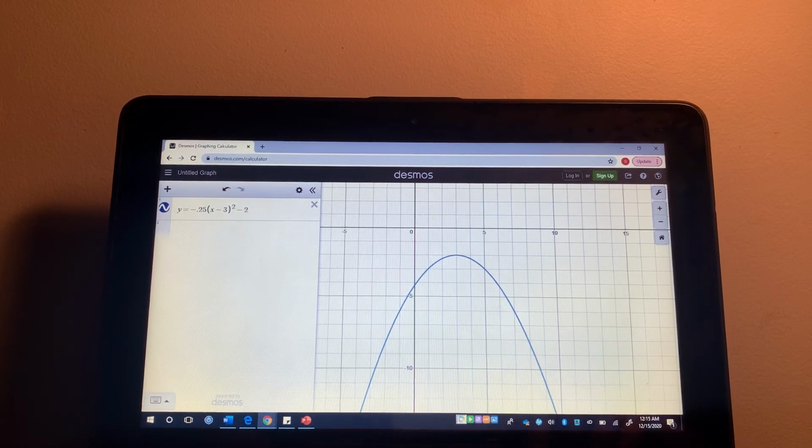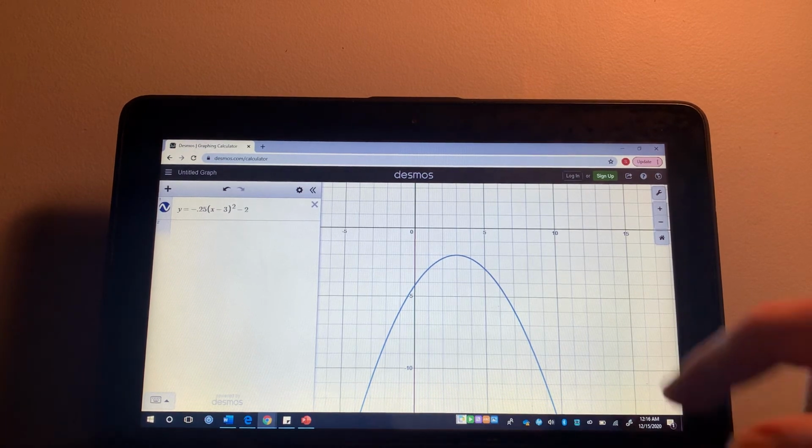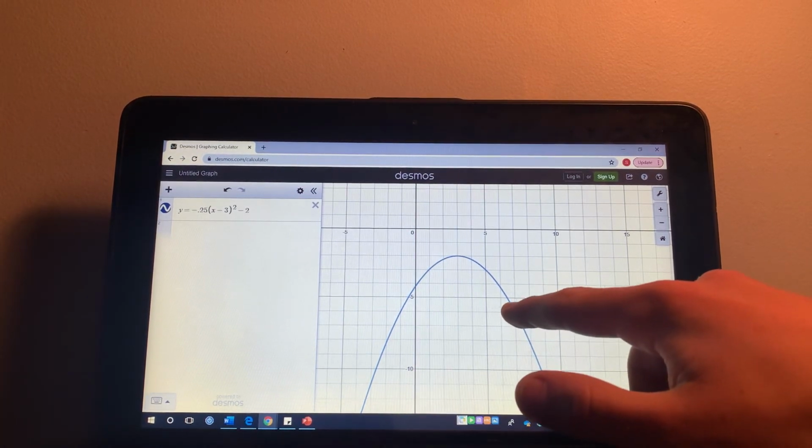Now let's say we just substitute an x for 2. 2 minus 3 is negative 1. Negative 1 squared is 1. Well, we'll make it a little higher. Let's say x is 7. 7 minus 3 is 4. 4 squared is 16. Times negative 0.25 is negative 4. Minus 2 is negative 6.